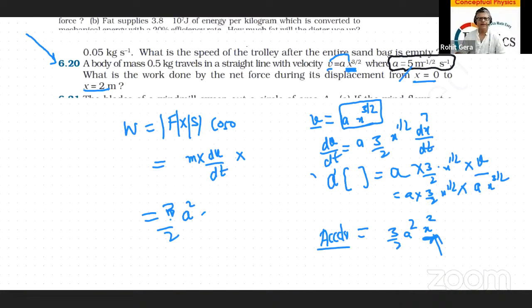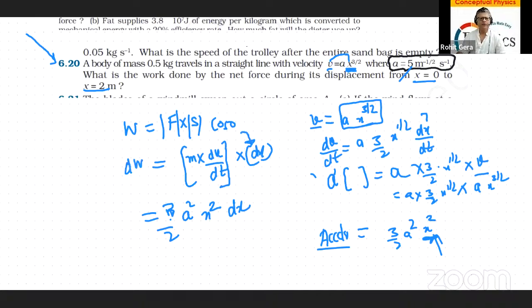So this is my F, and I move through a distance dx. So what I was saying earlier, it is F into dx, multiplied by dx: instantaneous force multiplied by small displacement. Okay, so this is my dW.